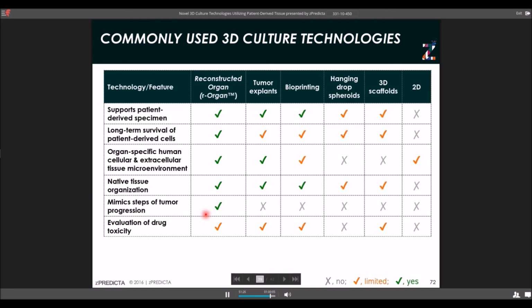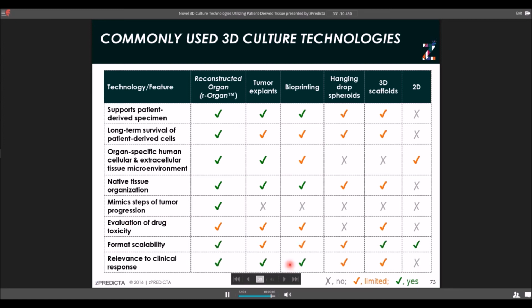Only the reconstructed organ technology can really mimic the multi-step progression of cancer. Microfluidic and organ-on-a-chip technologies are getting there, but they're still not putting cells in many cases in an anchorage-independent state. And therefore, this is not a true metastatic spread, but those technologies are very close and can also mimic some of the steps of tumor spread. And in evaluating drug toxicity, you can do that when you have some of the components of the microenvironment, and various models have various degrees of ability to do that.